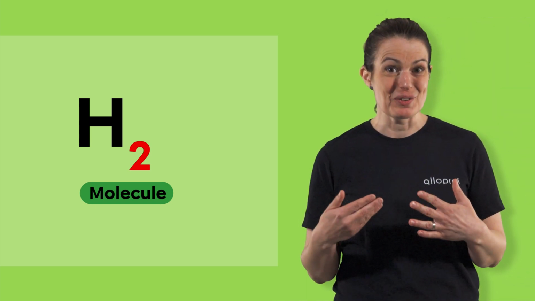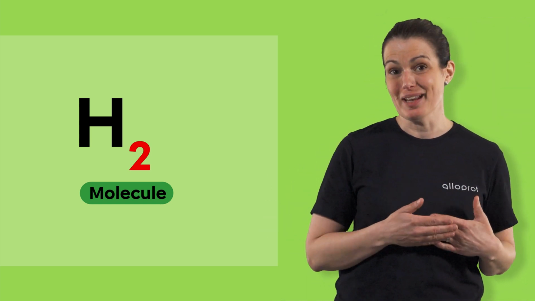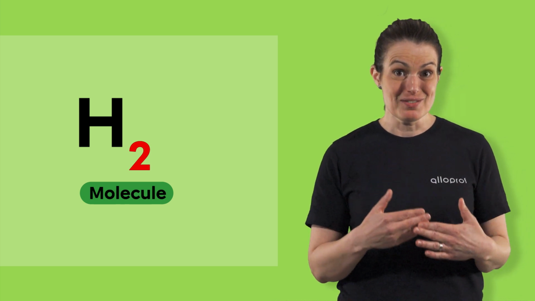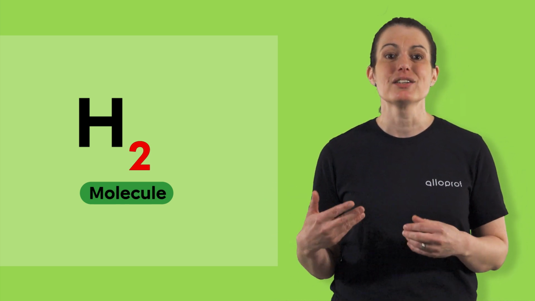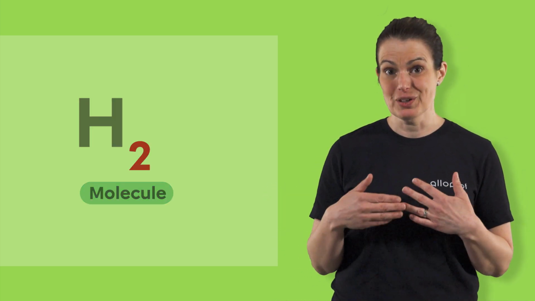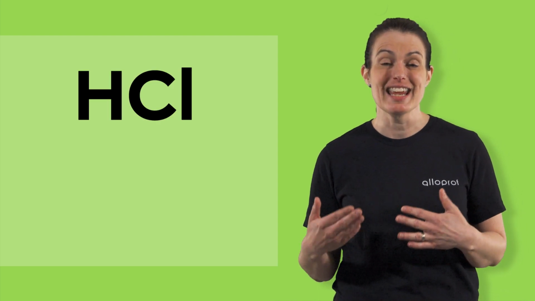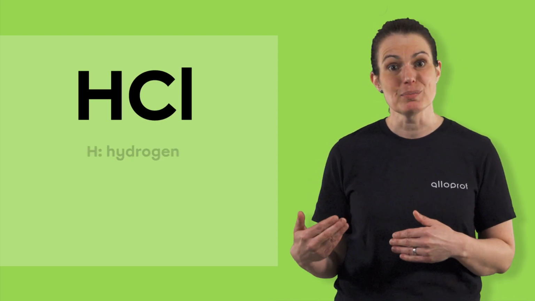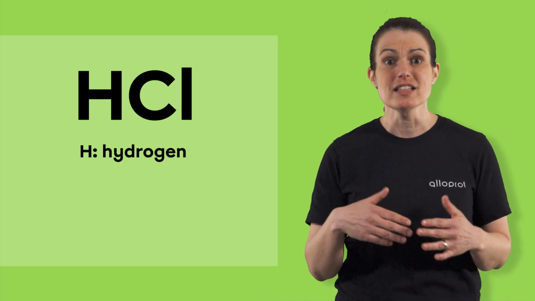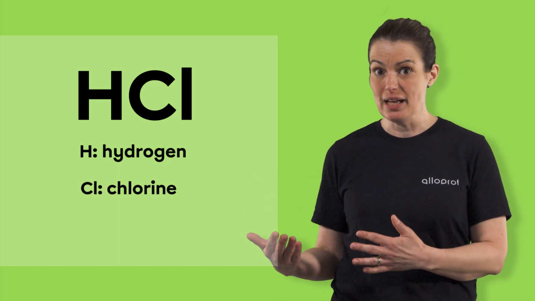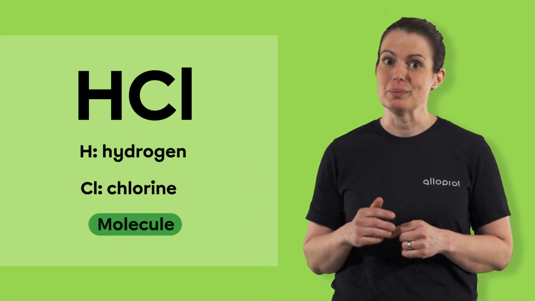Also, a chemical symbol for an atom always contains a single capital letter. If there are several capital letters in a chemical formula, there are several kinds of atoms. For example, hydrochloric acid, HCl, contains a chemical symbol for hydrogen, H, and a chemical symbol for chlorine, Cl. HCl is therefore a molecule.